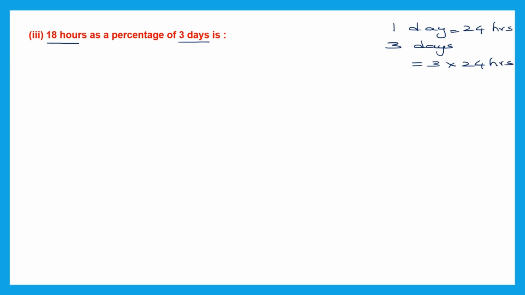Okay. Now the question is, when you write 18 hours as a percentage of 3 days, we take 18 hours divided by the 3 days, which is 3 into 24 hours. So first we write that. So we say 18 hours by 3 into 24 hours. And since we have to convert it to percentage, we multiply this by 100%. So this is our answer and that in your options is option C, 18 by 3 into 24 and multiply that by 100% to make it a percent.